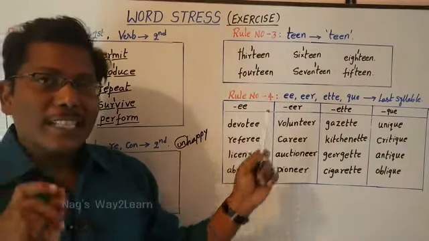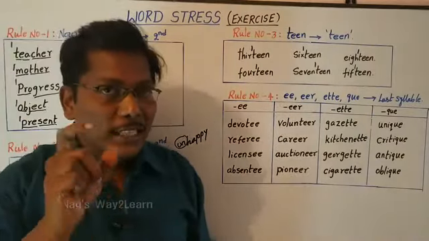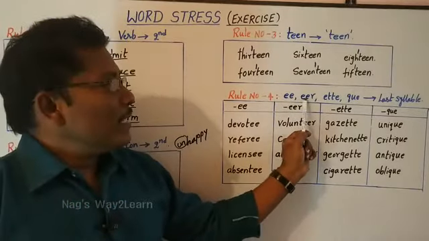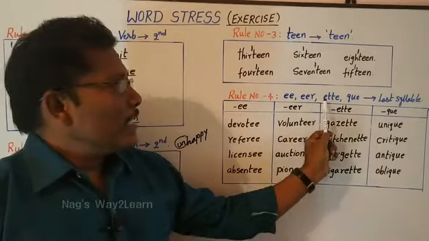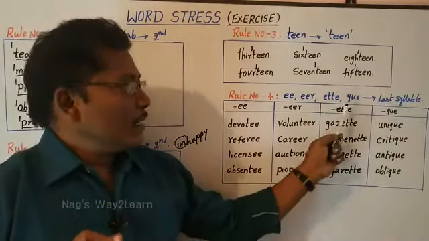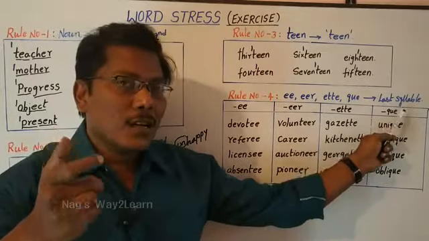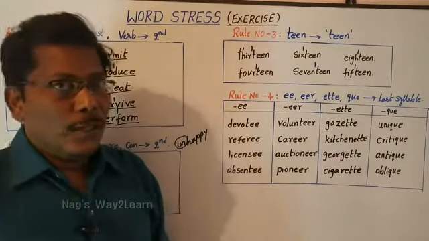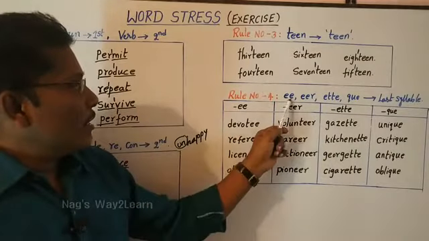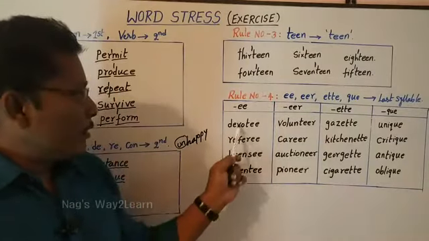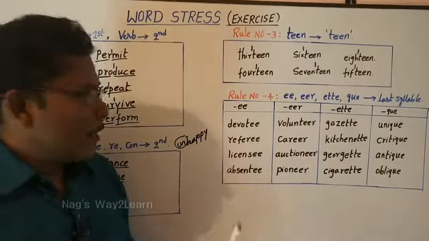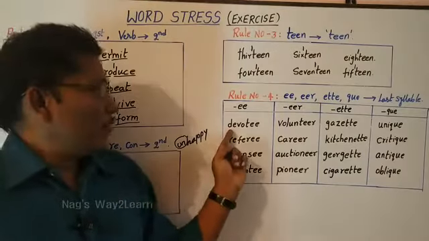If a word is ending with EE or EER or ETTE or QUE, then the stress will be on the last syllable of the word. Okay, I have given some examples. You see here for EE. These words are ending with EE. Okay, you observe.